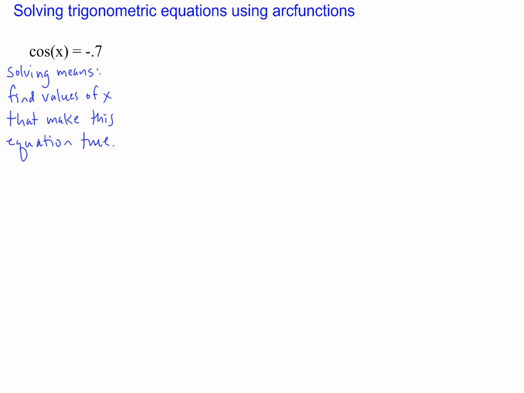What arc functions do is they find all of the angles that have a cosine of a particular value, or a sine of a particular value, or a tangent of a particular value. They're finding all of the angles that meet the criteria that I have. So let's think about this graphically for a second.